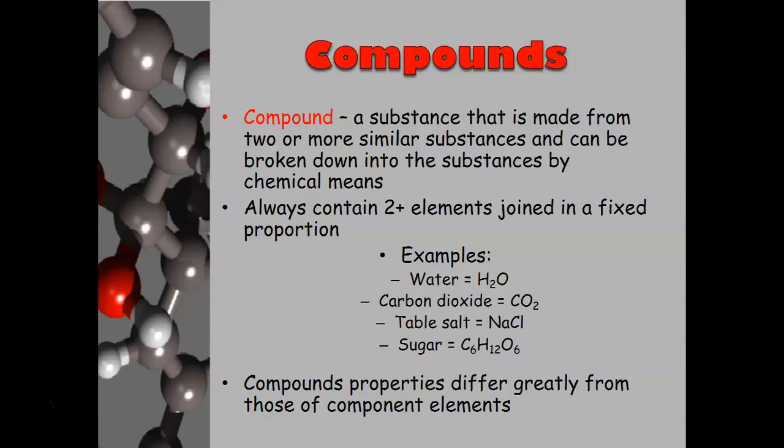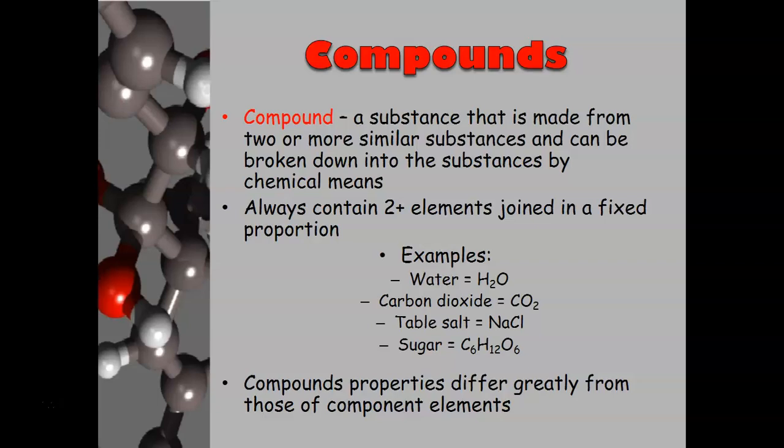So water, for example, is a compound, always 2 hydrogen atoms plus 1 oxygen atom. Carbon dioxide, always 1 carbon to 2 oxygens. Table salt, sodium chloride, NaCl, 1 sodium to 1 chlorine. Sugar, C6H12O6, same idea, okay? And if I change those elements, or I change the ratio in which those elements are found, then I'm talking about a different compound.